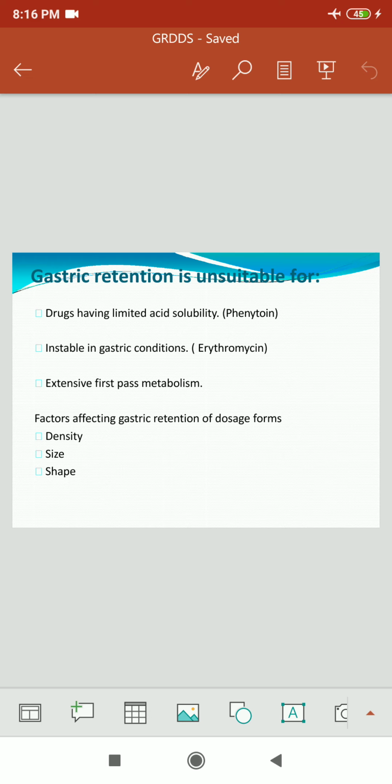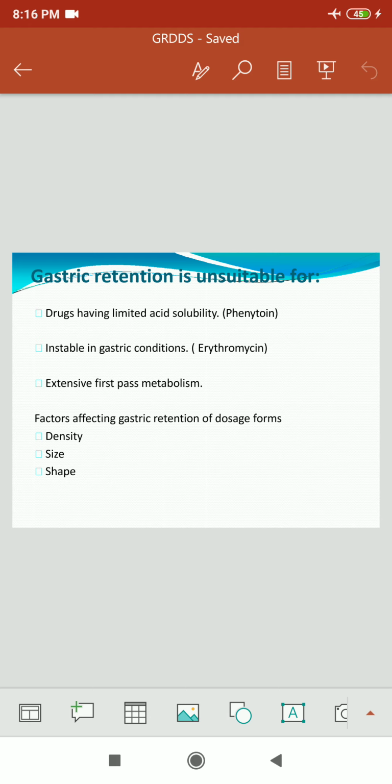Now next is factors affecting gastric retention of dosage form. Which kind of factors? First one is the density of the dosage form: density of the drug and density of the polymer which are used in the formulation of the dosage form. So density is mattering here because of higher density and lower density. If we are using high dense material, due to their density they settle at the bottom of the stomach, and due to lower density they float on the stomach.